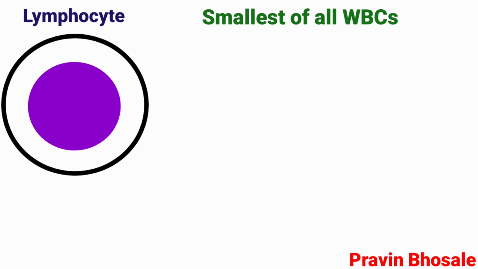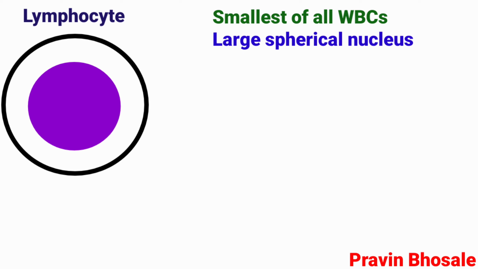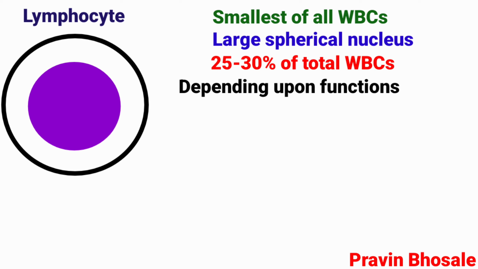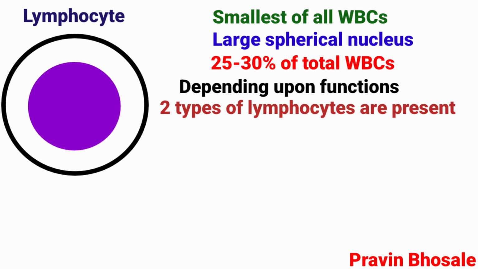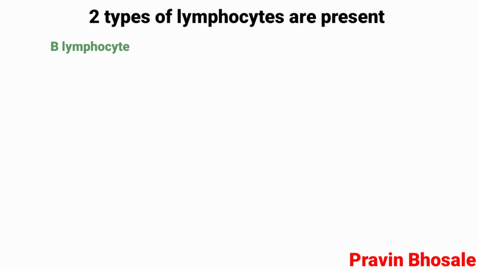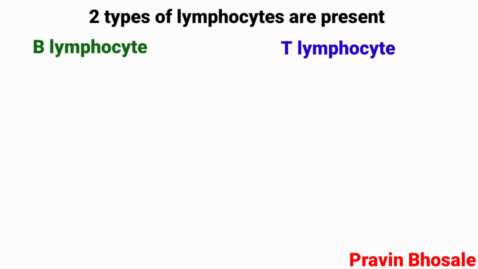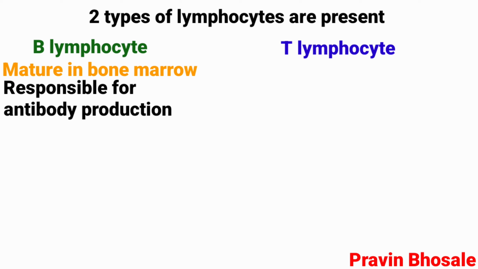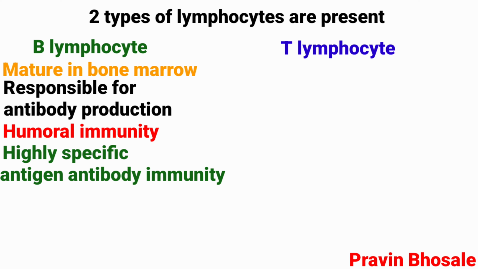Lymphocyte are the smallest of all WBC and have a large spherical nucleus. They constitute about 25 to 30% of total WBC. Depending upon function, two types of lymphocyte are present as B lymphocyte and T lymphocyte. B lymphocyte mature in bone marrow and are responsible for antibody production, humoral immunity. It is highly specific antigen-antibody immunity.